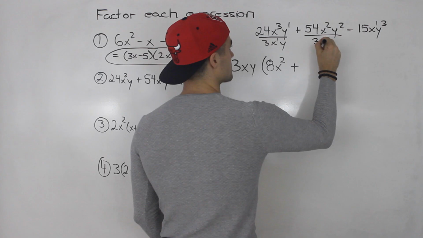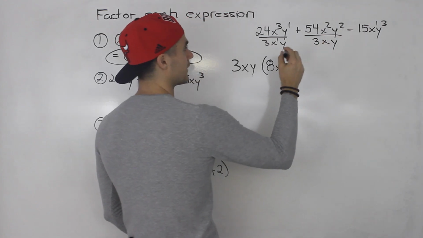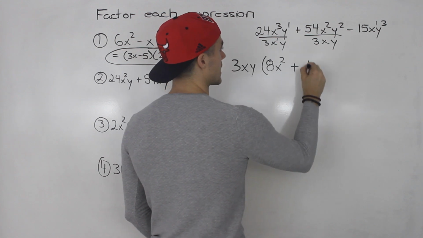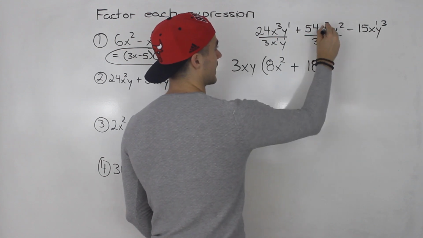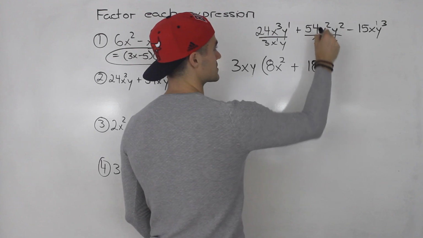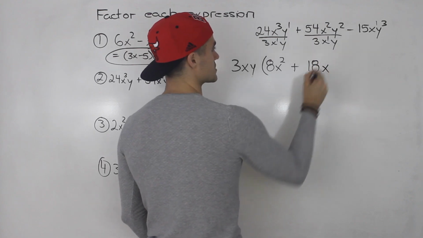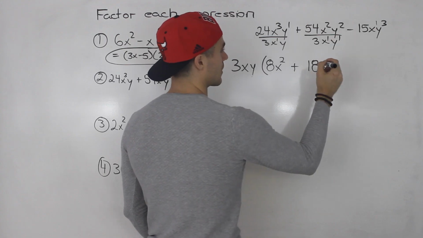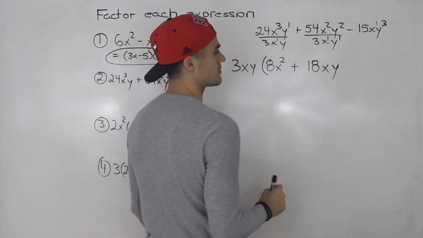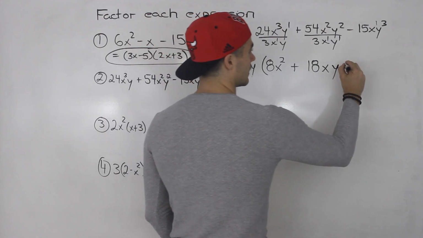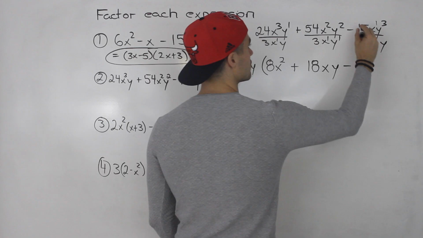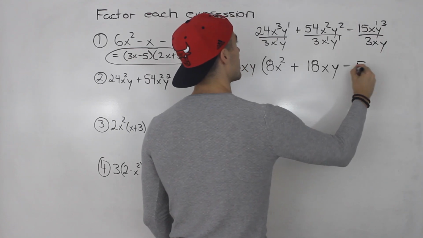If we divide this by 3xy, what would we be left with? 54 divided by 3 would give us 18. X squared divided by x to the power 1, subtract the exponents, then we're just left with x to the power 1. And then y squared divided by y to the power 1, that would just give us y to the power of 1. And then minus, dividing this by 3xy, 15 divided by 3 is 5.